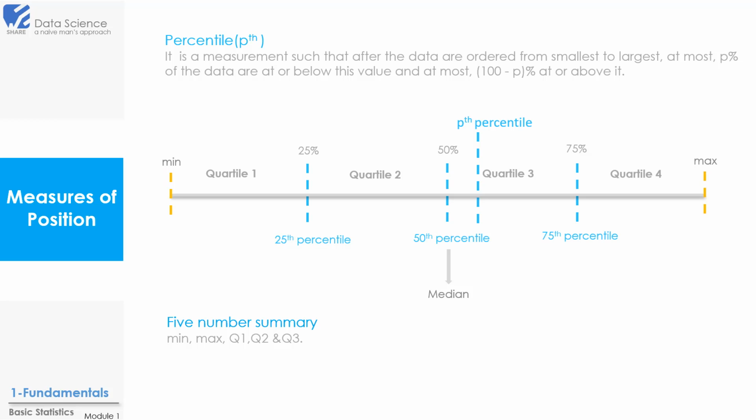And then we have the quartile 3. It means 75% of the data is on the left hand side and 25% of the data is on the right hand side. We also have quartile 4, which includes 100% of the data. So these were the measures of position.